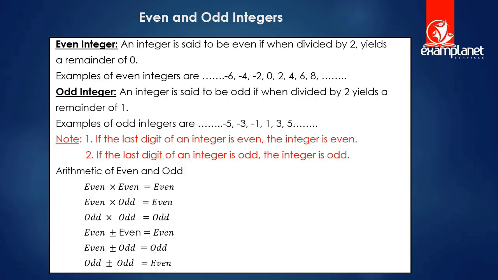Alright, now we have arithmetic of even and odd. That is, when we multiply, add, or subtract even numbers or odd numbers, what kind of result do we have? First, even times even will give us an even result.